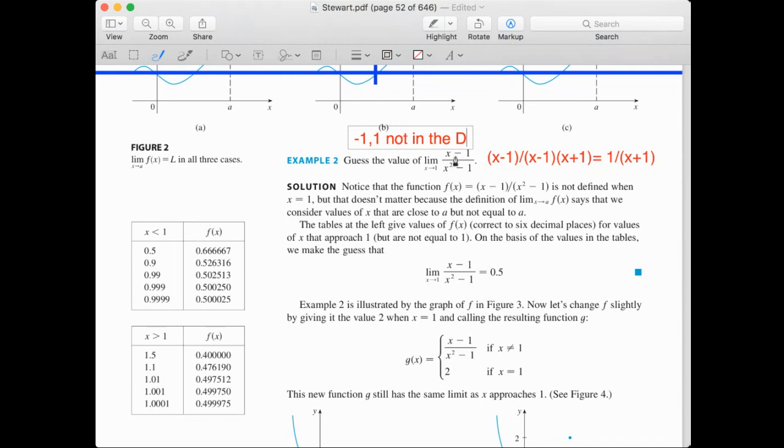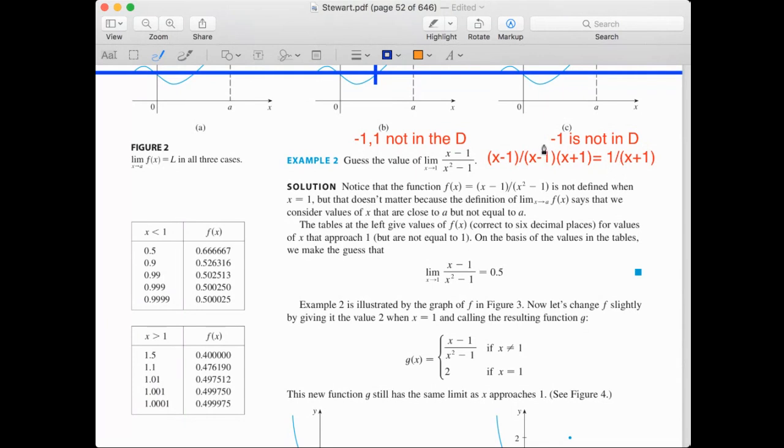So this is the original function, right? The original function is saying -1 and 1 are not in the domain. But what about this simplified one? After the simplification, it looks like 1 is in the domain, -1 is not in the domain, right? That's the difference between the original function and the simplified function.